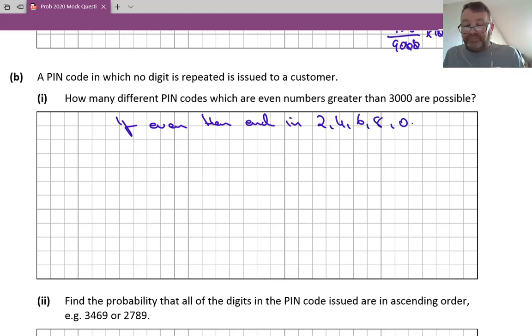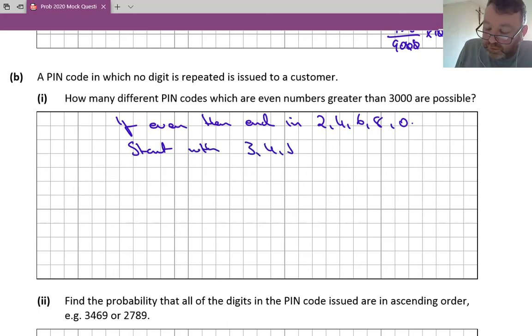But here's the problem. How many PIN codes greater than 3,000? That means they can start with 3, 4, 5, 6, 7, 8, 9. But they can't start with 0. Now do you see the overlap? If it starts with 3, all 5 even numbers are available. But if it was to start at 4, only 4 of these would be available. So now we've got 2 scenarios.